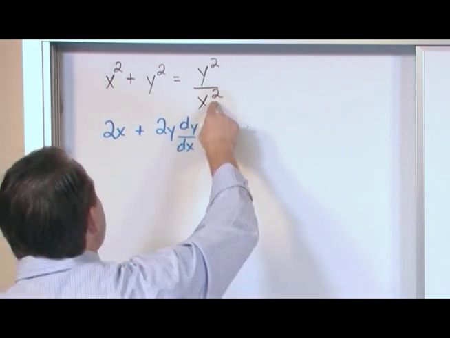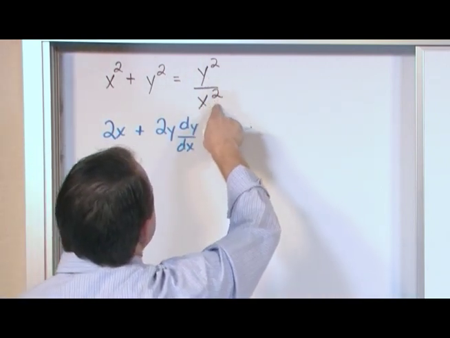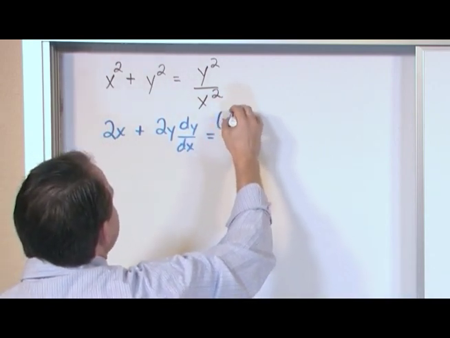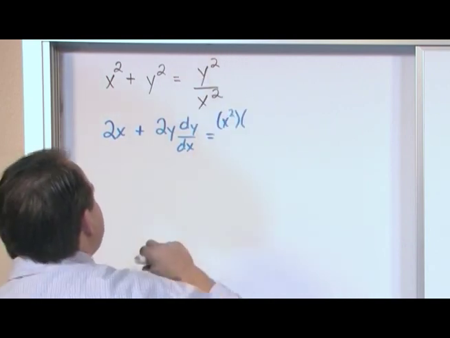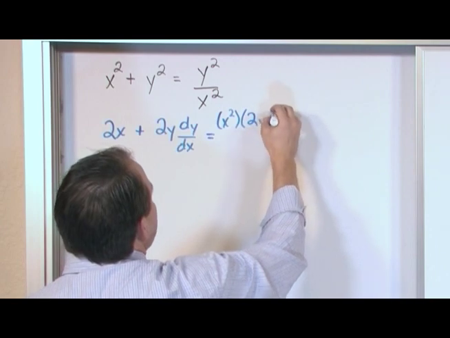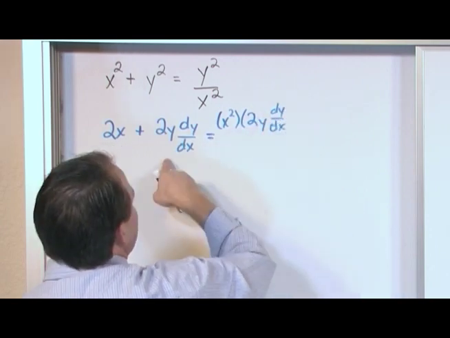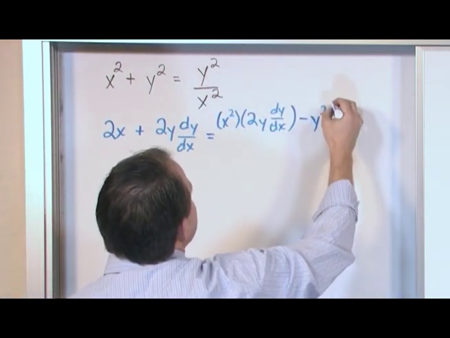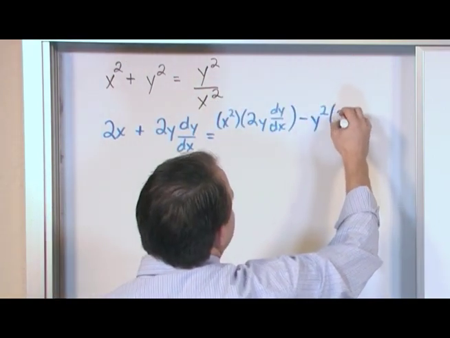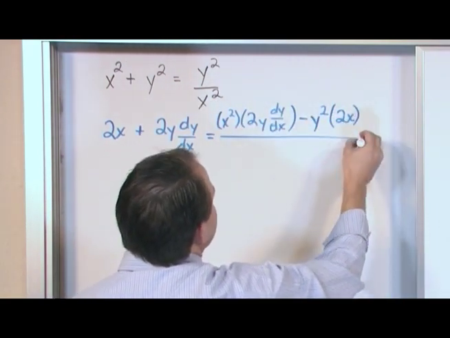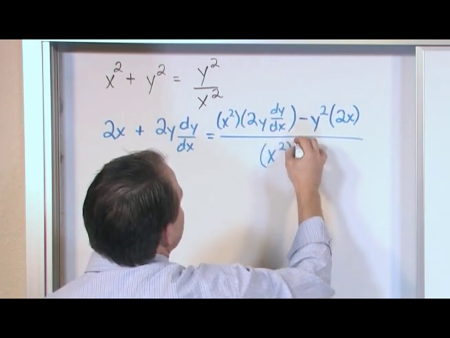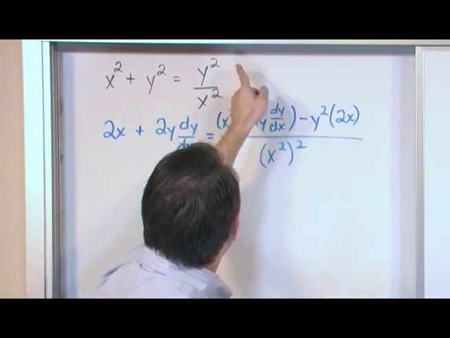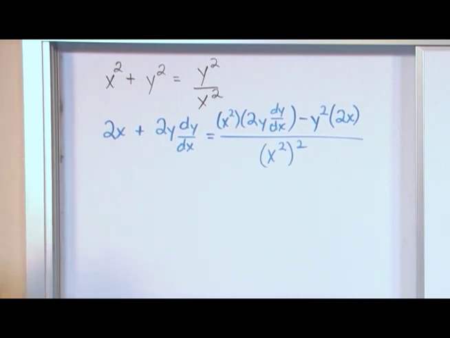So what we're going to do is bottom times the derivative of the top minus the top times the derivative of the bottom, over the bottom squared. So we have the bottom times the derivative of the top. What is the derivative of y squared? It would be 2y dy dx, exactly what we wrote here. Then minus the top, which is y squared, times the derivative of the bottom. What's the derivative of x squared? It's just 2x. All over the bottom squared. For right now, we'll write it as x squared squared. That's how we did that.